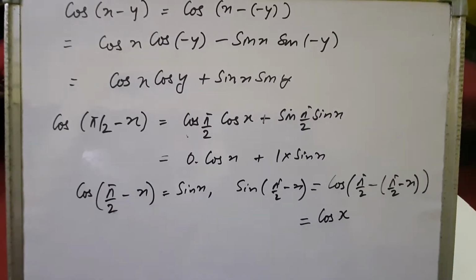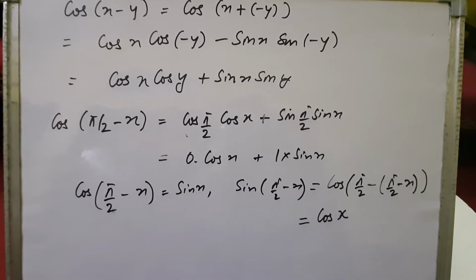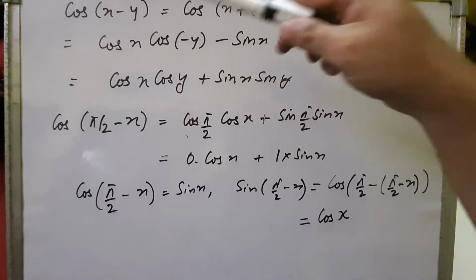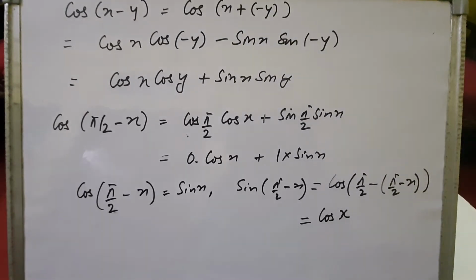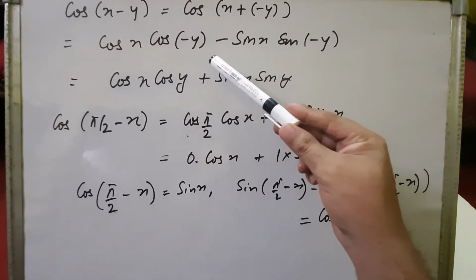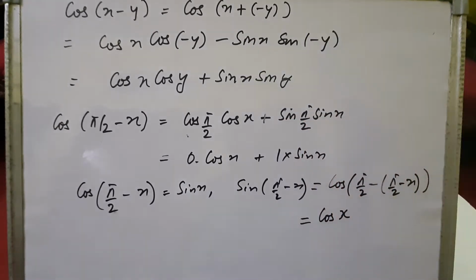Children, let's see another formula. Now we have to find the value of cos x minus y. So this cos x minus y can be written as cos x plus of minus y. That means we can take minus inside the bracket. Both terms are same. So when we apply the formula cos x plus y here, it will be cos x cos y, that means the y is minus y, minus sin x sin minus y.